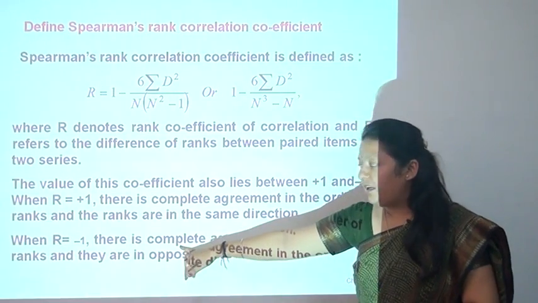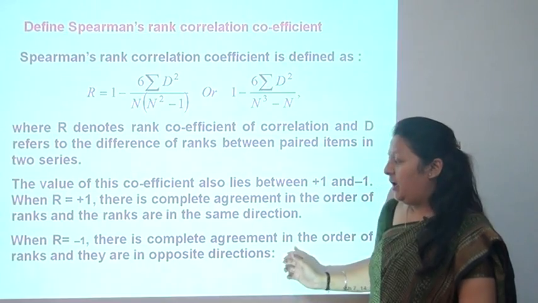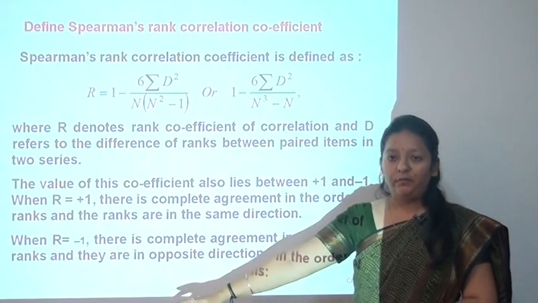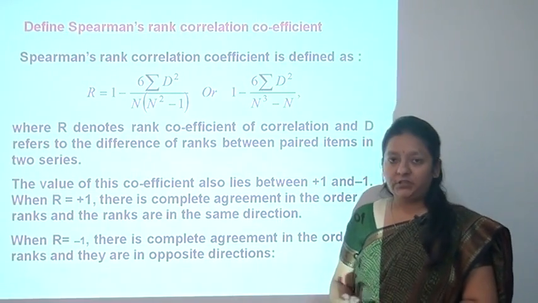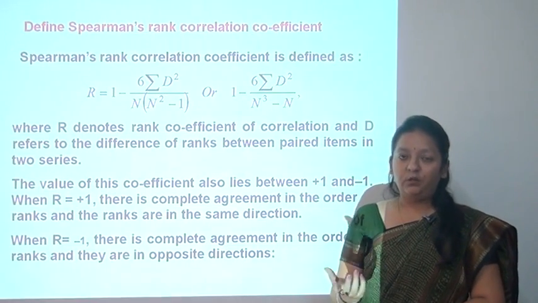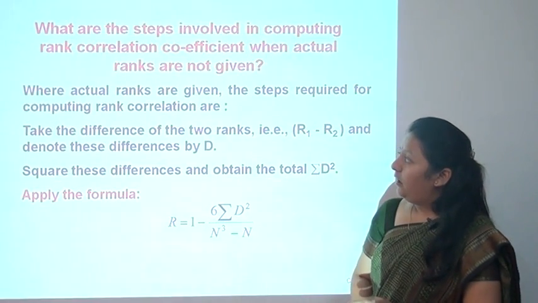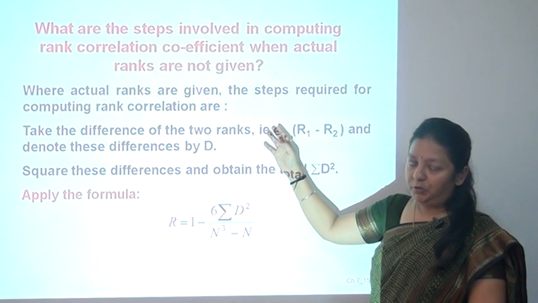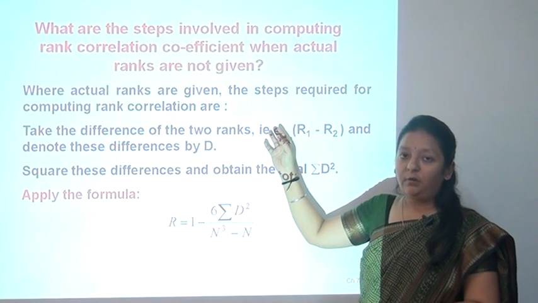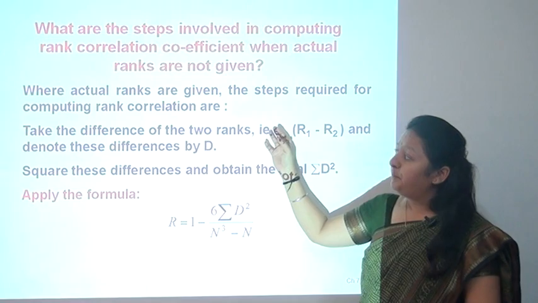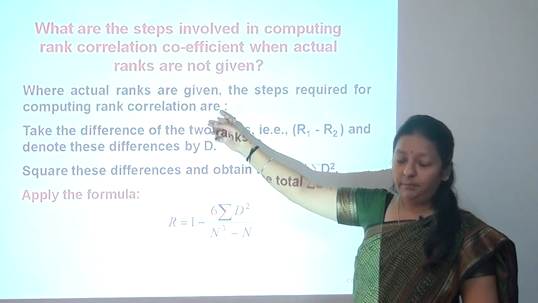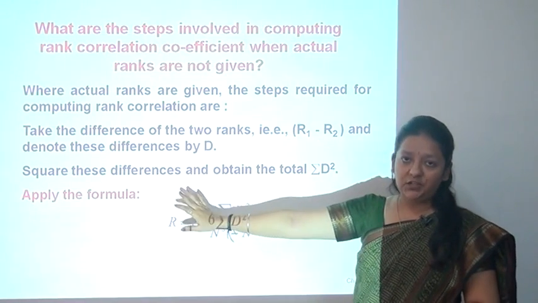When r is equal to -1, there is complete agreement in order of rank, and they are in opposite directions, as we have discussed in the previous slides. What are the steps involved in calculating Spearman's rank correlation coefficient where actual ranks are given? The steps are as follows.